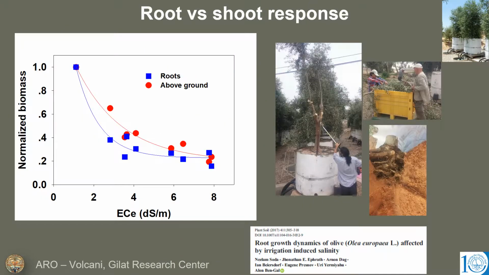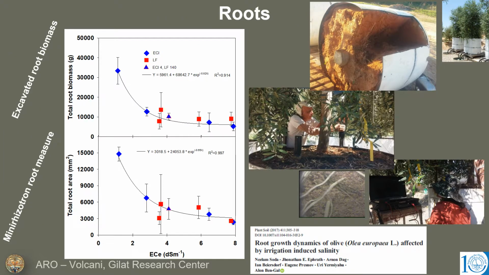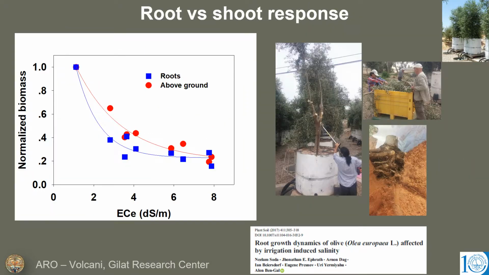When we look at roots, we see also that we're able to get a single kind of curve representing the response of roots to our root zone average salinity. On top, we're seeing the biomass from the excavations at the end of the experiment. On the bottom, we're seeing the calculation of total root area from mini rhizotron data for the whole profile. And what's noticeable here is that the initial response to salt at the lower end of the salinity is even steeper than what we were seeing for the full tree or the above ground.